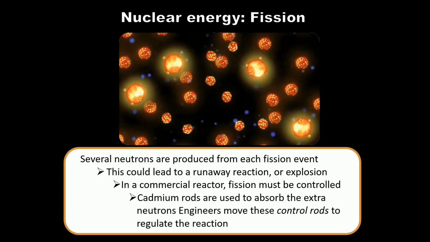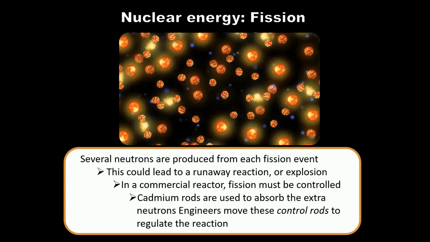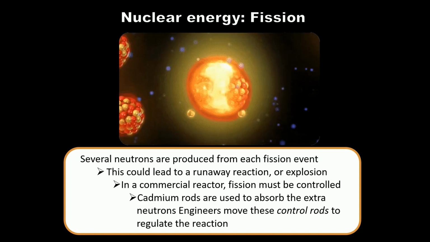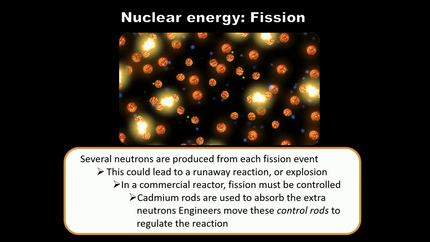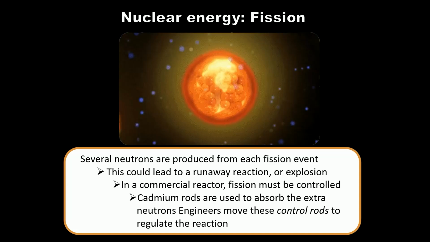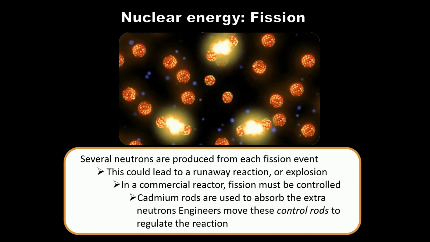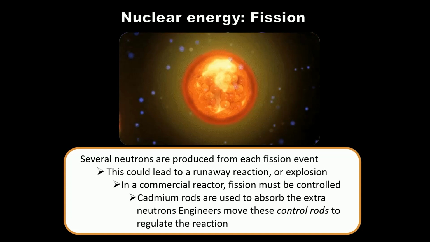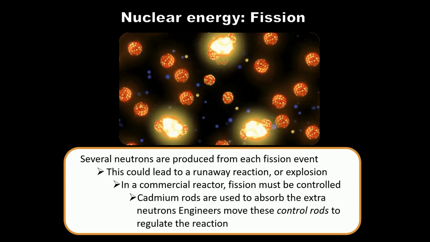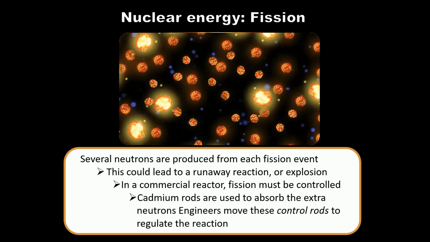So in a commercial reactor, we have to control that reaction. We do this with cadmium rods. Cadmium is another chemical element, and they are able to absorb excess neutrons without undergoing fission. So engineers will interlace these cadmium rods with the uranium rods in order to absorb some of the excess neutrons, slow down the fission reaction because there's fewer and fewer free neutrons hitting the uranium targets. And therefore, they will slow down the overall reaction and reduce the amount of heat generated.